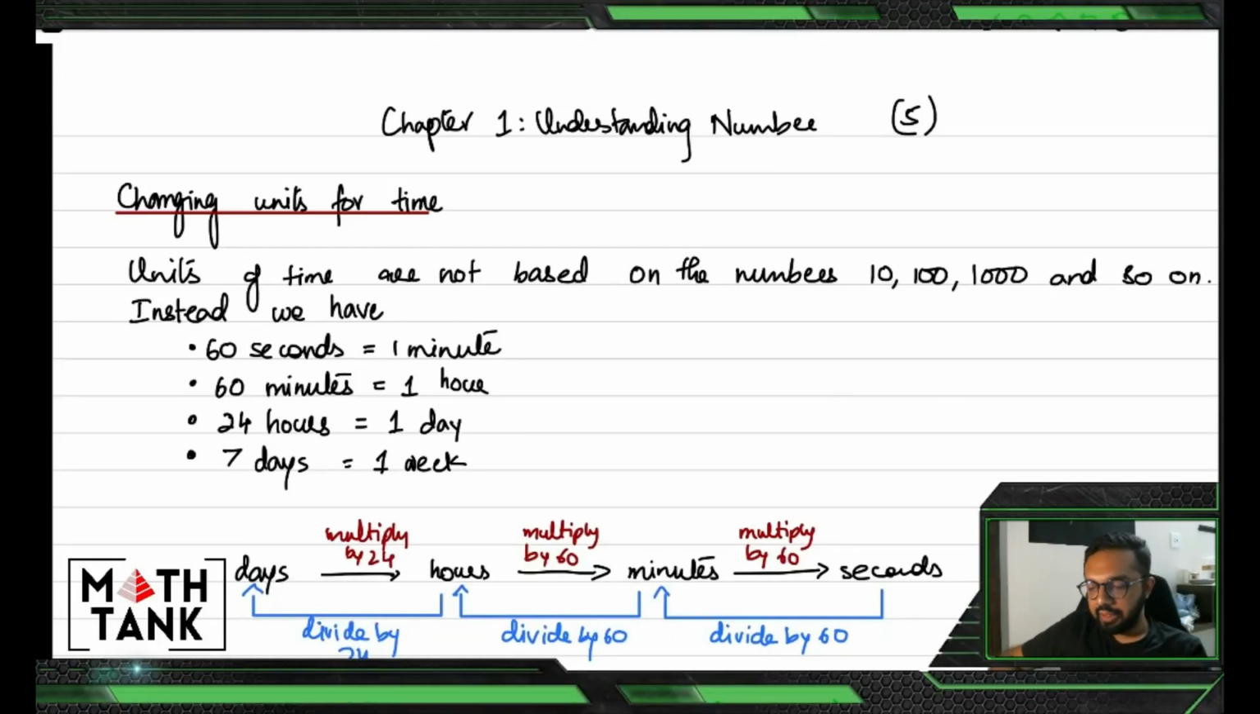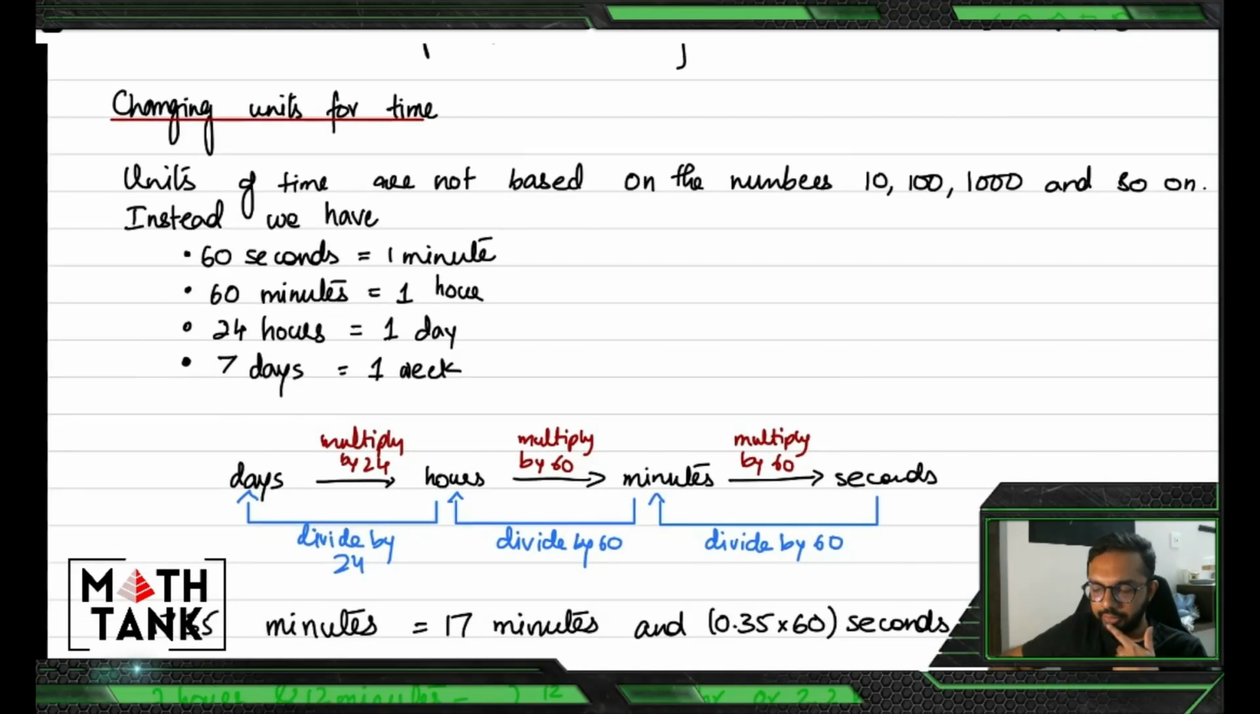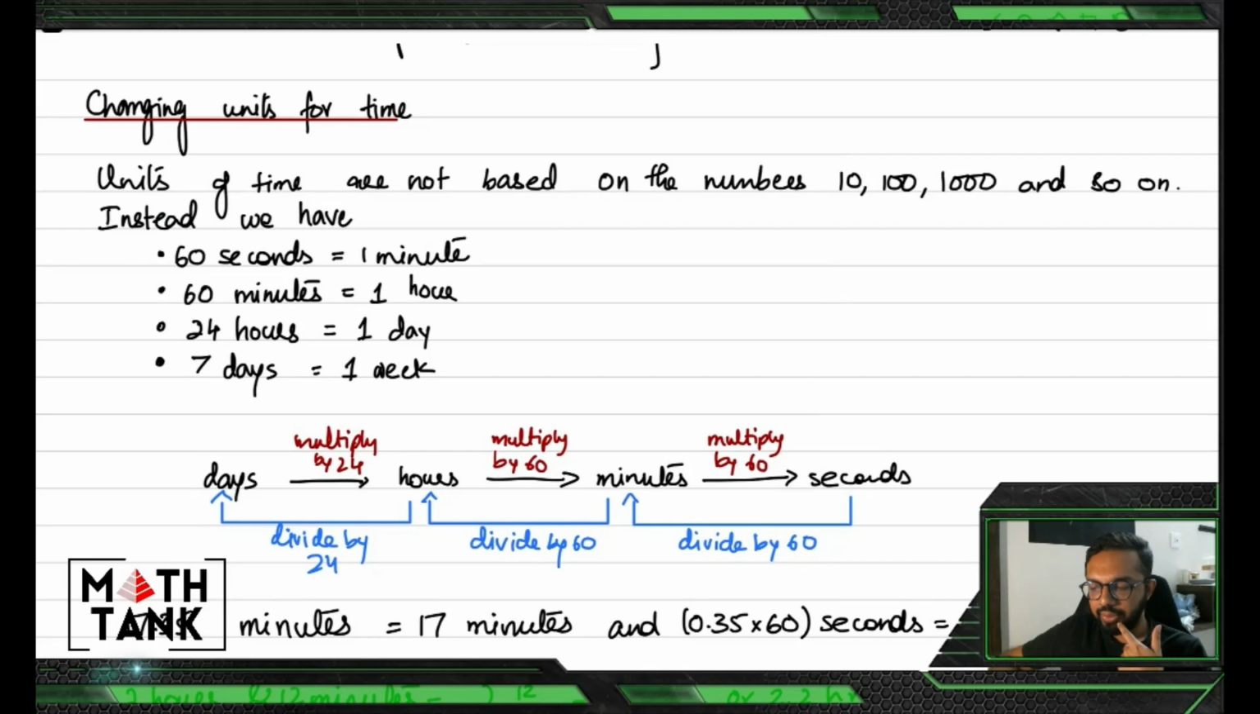Okay, we're back with another video on understanding number. This is about changing units for time. Units of time are not based on numbers 10, 100 and 1000. We've looked at that: on 60 minutes it switches to the next hour, so you don't go to 100 minutes, you just go up to 60 minutes and you switch.